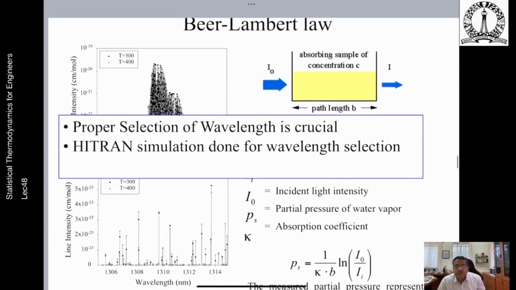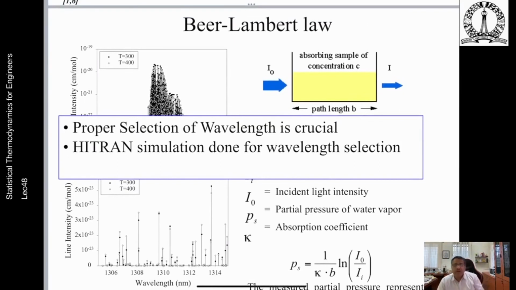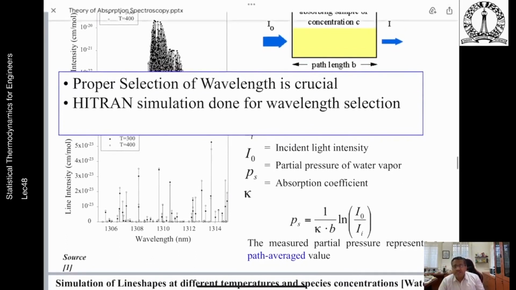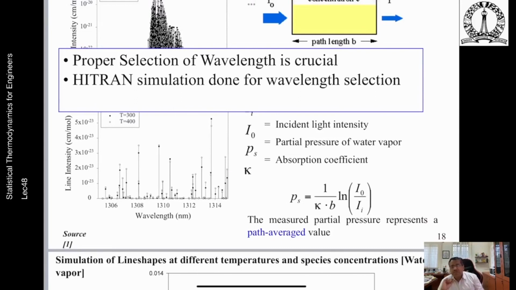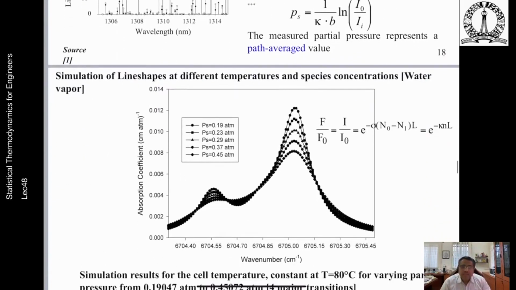So when you do the Beer-Lambert law, say, for example, for water, you see this many number of transitions at different temperatures. As you can see, if you pass this through a sample, you can measure the partial pressure of the species. This partial pressure is nothing but the concentration of the species that can be uniquely measured. And you can simulate the line shapes at different temperatures and concentrations. For water vapor, for example, this is done at different partial pressures.